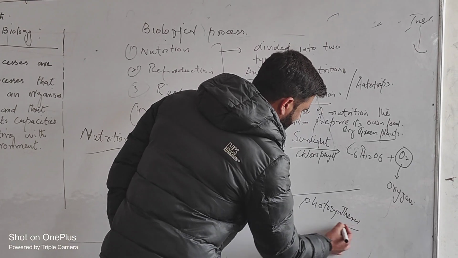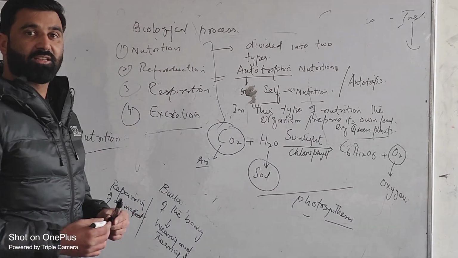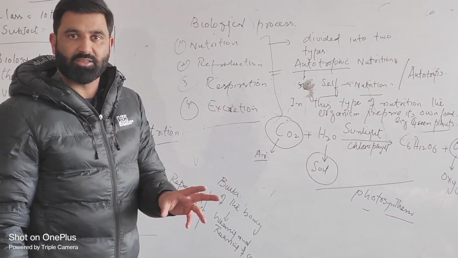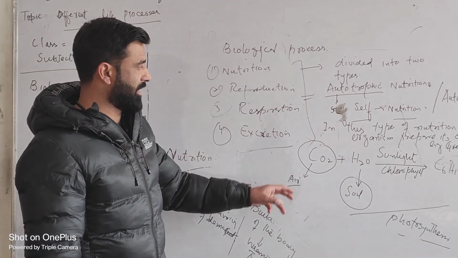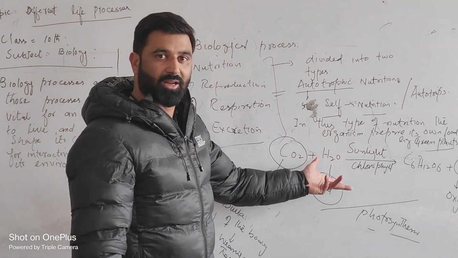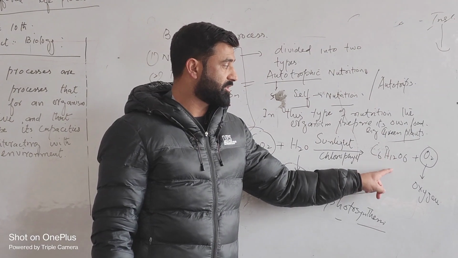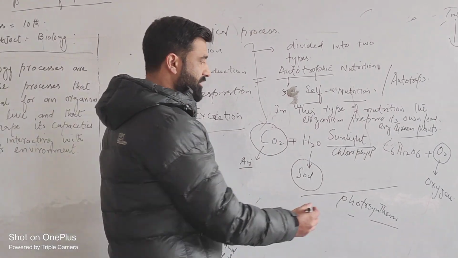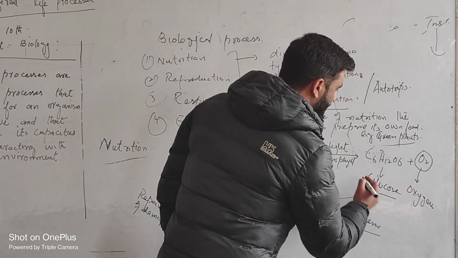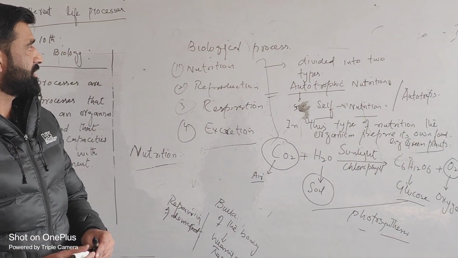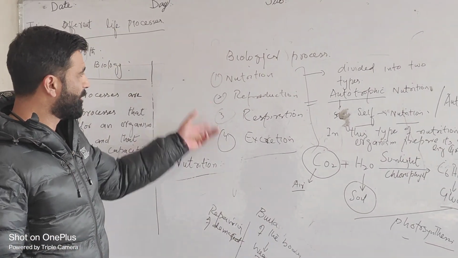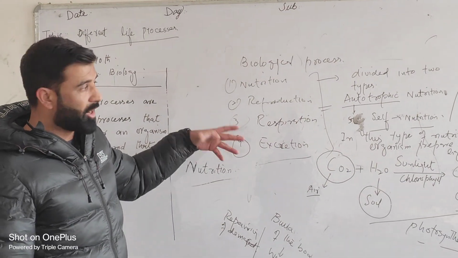What happens in photosynthesis? Green plants manufacture their food by utilizing the raw materials carbon dioxide and water, in presence of chlorophyll and with the help of sunlight. They form C6H12O6, which is a carbohydrate, glucose. So this is the autotrophic mode of nutrition. Hope you have understood this topic, autotrophic nutrition.